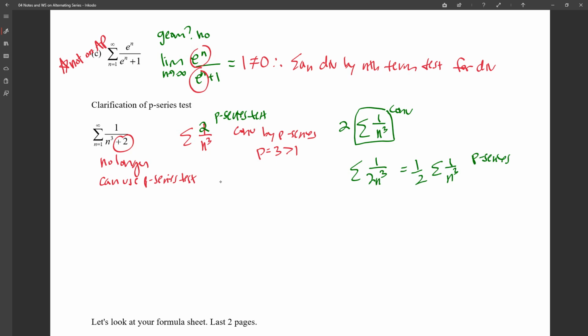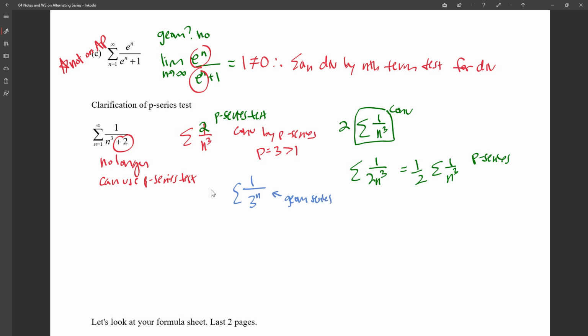And then I've talked about this before, but if you had a problem like 1 over 3 to the n, okay, this is not a p-series because p-series is n raised to a power. If you have a number raised to a power, this is likely a geometric series, and you should test it to make sure it is.